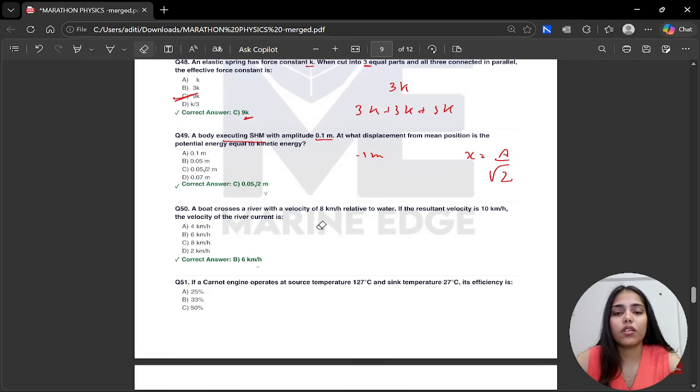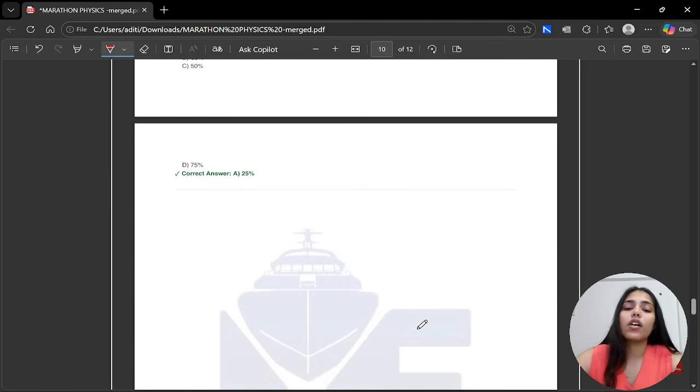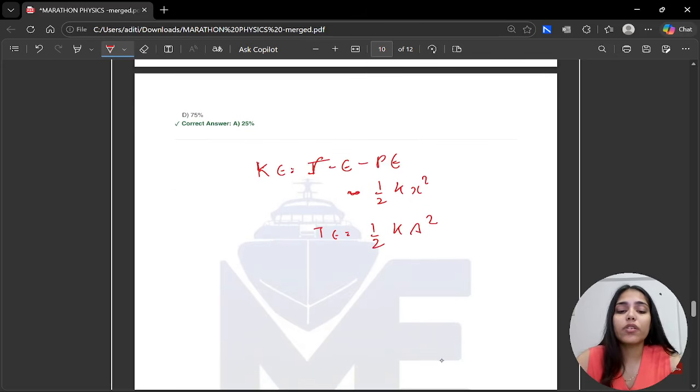Anyway, so I'll show you with an example here. Now, the kinetic energy of a spring is the total energy minus the potential energy, correct? And we know that potential energy is equal to half k x square, and total energy is equal to 1 by 2 k a square, correct? Now, so kinetic energy will be 1 by 2 k a square minus 1 by 2 k x square.